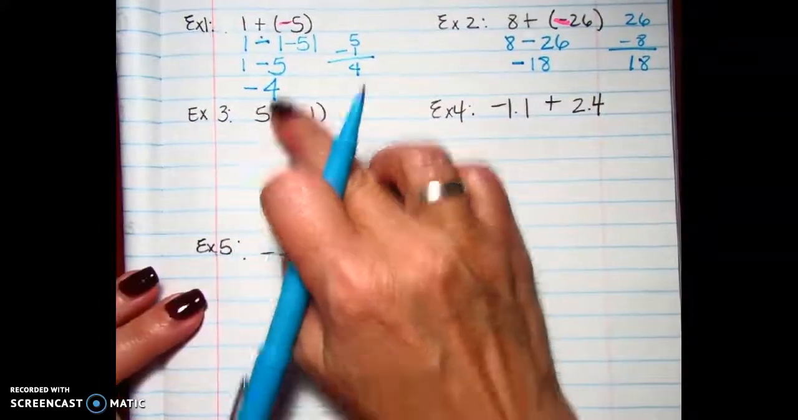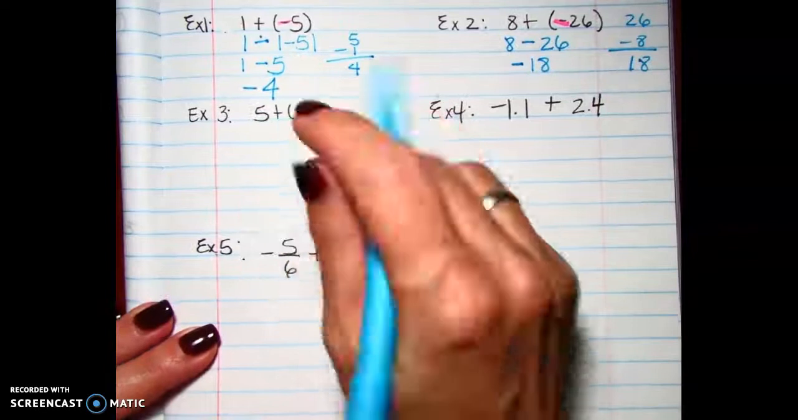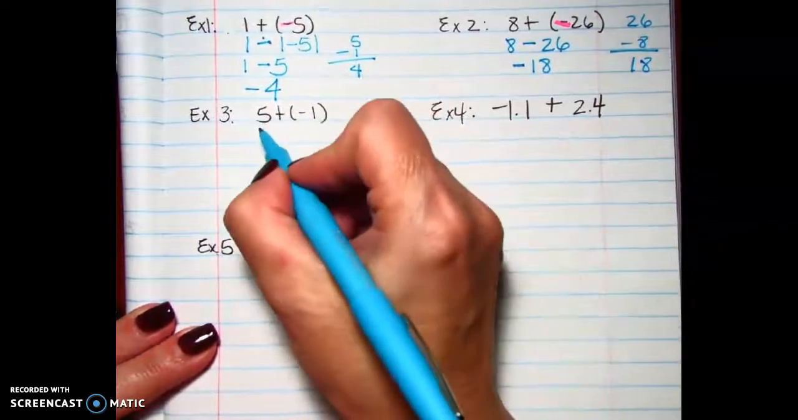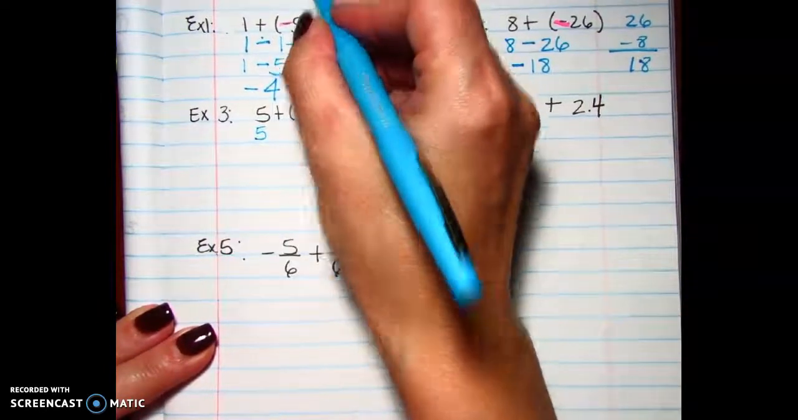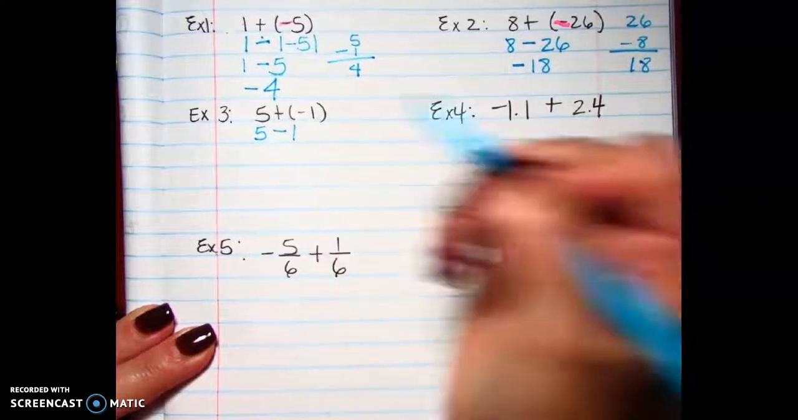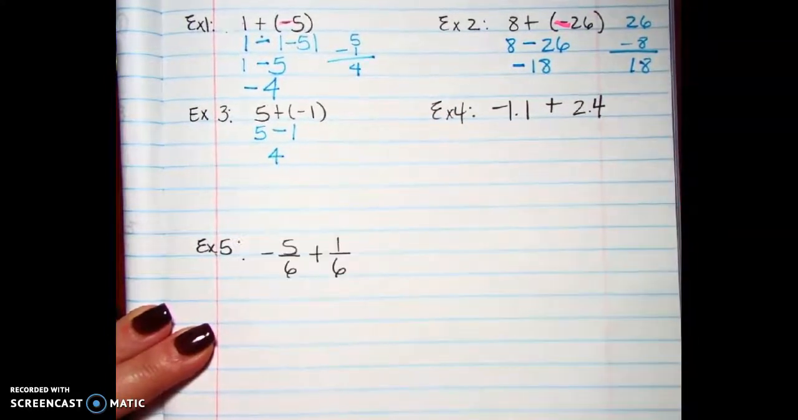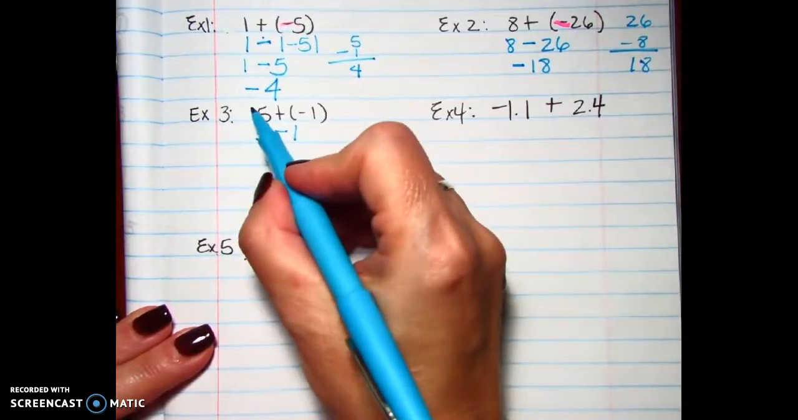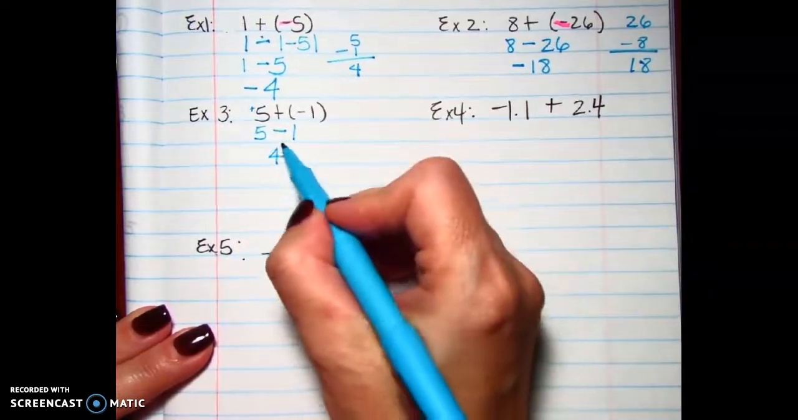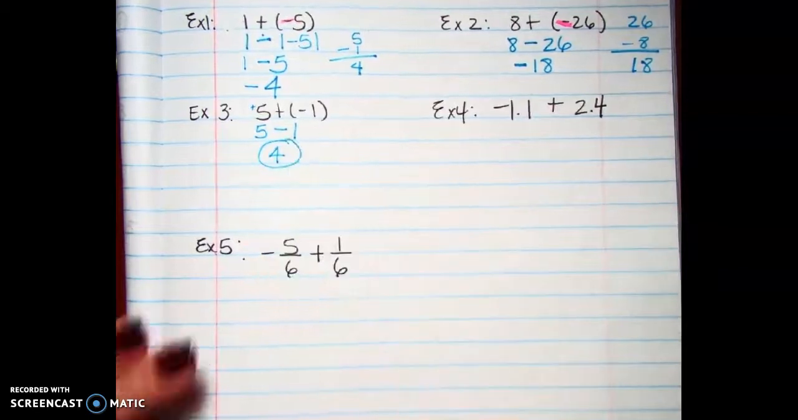Let's look at this one. It looks similar, but we have to be careful. So I take the absolute value of 5 minus the absolute value of 1, and I end up with 4. 5 has that invisible positive, so I keep it as 4.